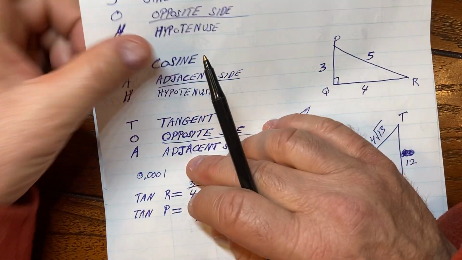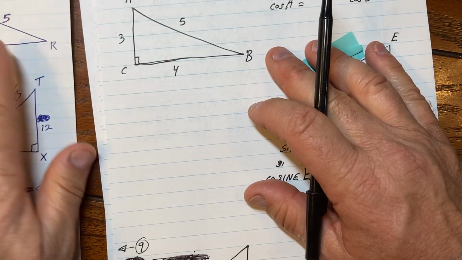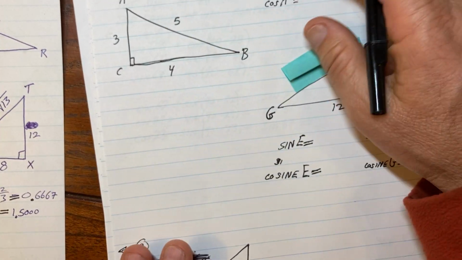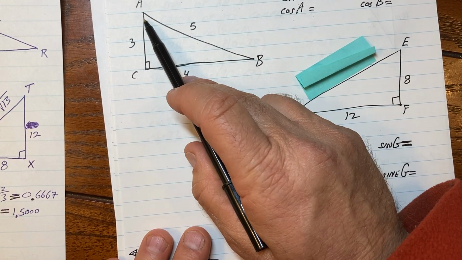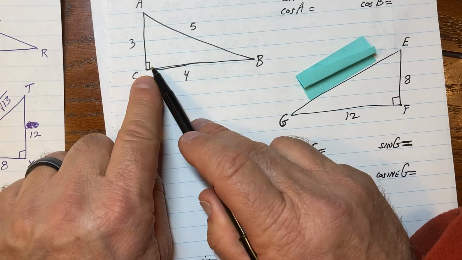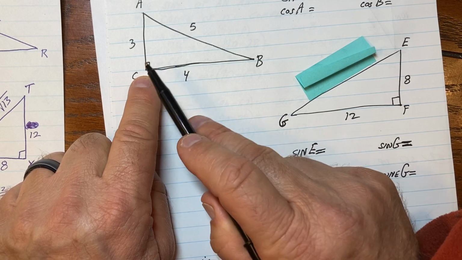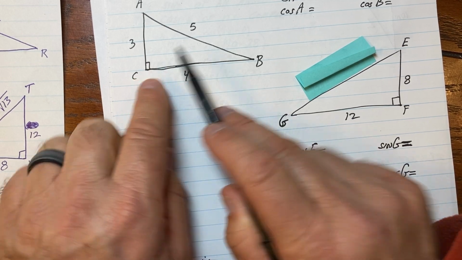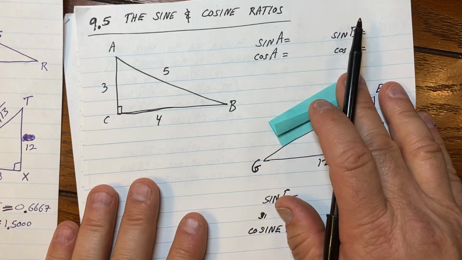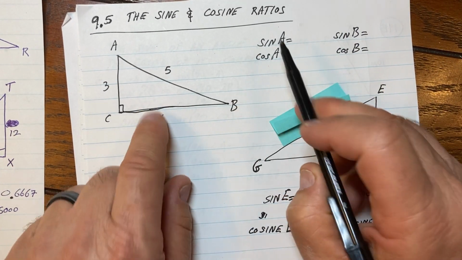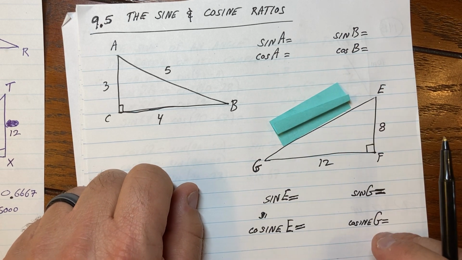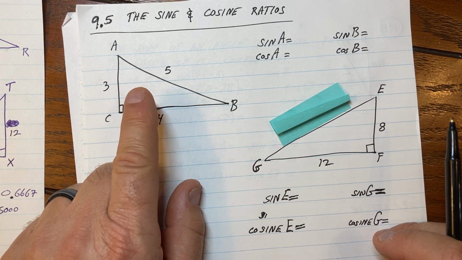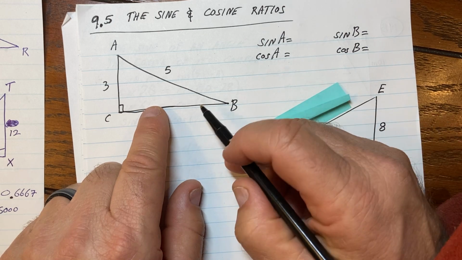Now, using that, we are going to go straight into the sine and cosine ratio. So here's a triangle. It's not just any triangle, it has to be a right triangle. If it's not a right triangle, we cannot do this. So we have to find the sine of A, cosine of A, sine of B, and cosine of B. We're going to do it as a fraction and as a decimal, to 4 decimal places.